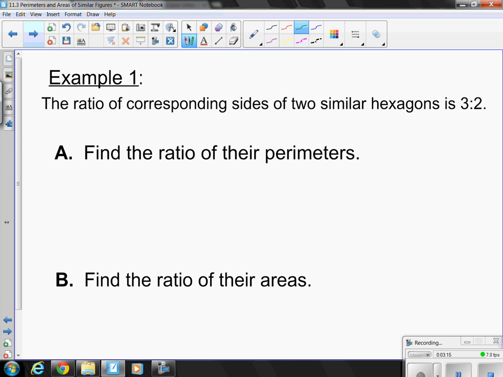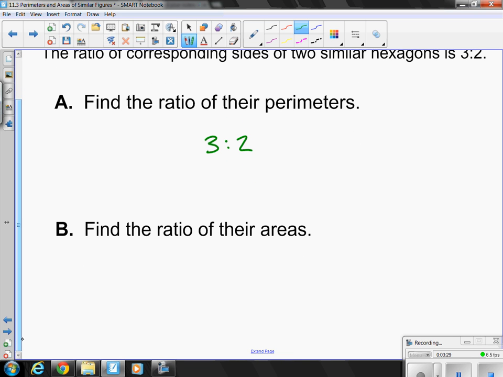But now the ratio of the corresponding sides of two similar hexagons is 3 to 2. What's the ratio of the perimeters? It's going to be the same thing, 3 to 2. Find the ratio of the areas. The ratio of the areas now is not just 3 to 2, but 3 squared to 2 squared, which would be 9 to 4.